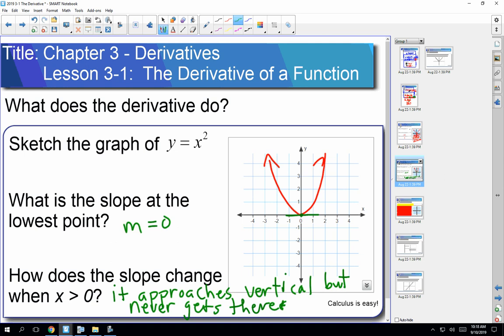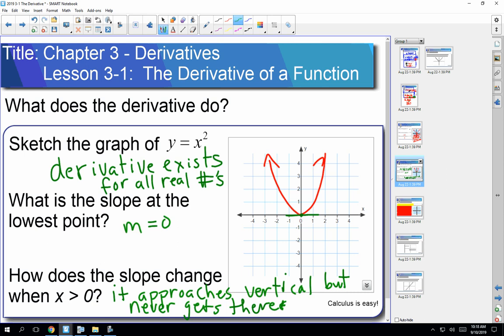And what's the derivative of this? 2x, yeah. 2x. So we plus or minus 2x? Nope, just 2x. So the derivative exists for all those numbers. Okay? So I'll give you a minute to jot down what you think is important from that.